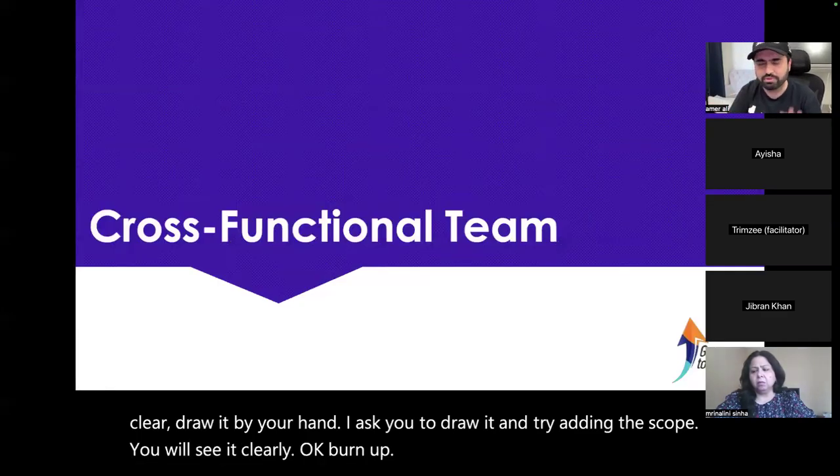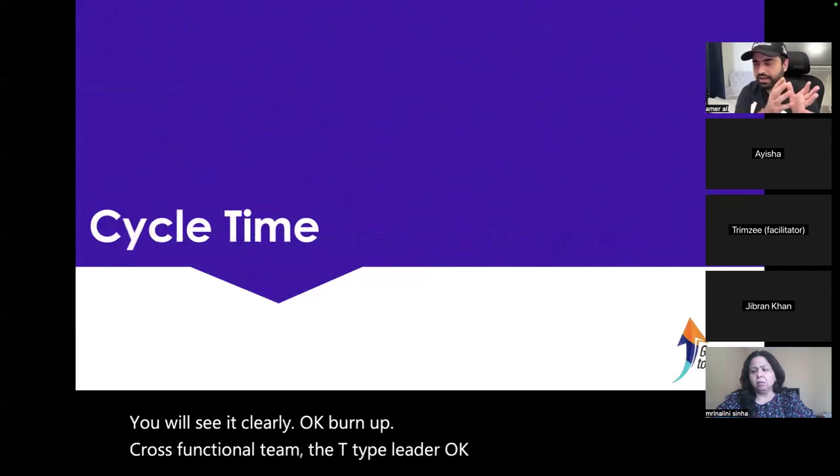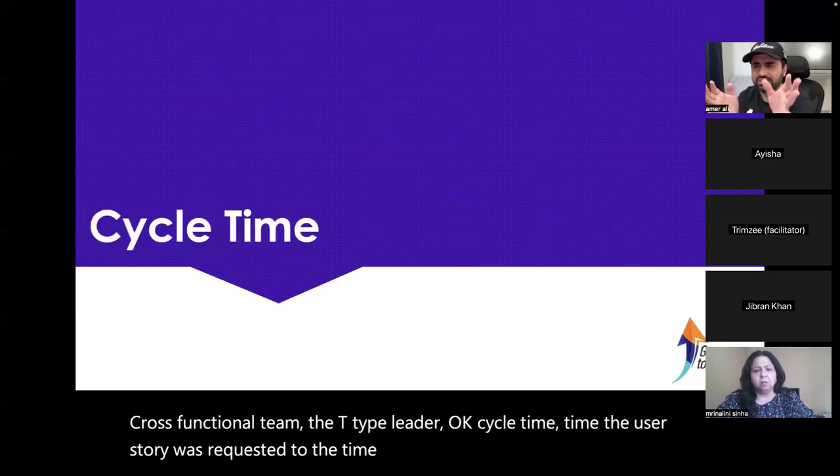Cross-functional team, the T-type leader. Okay. Cycle time: the time from when the user story was requested to the time it was completed.